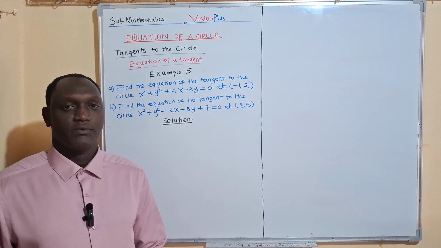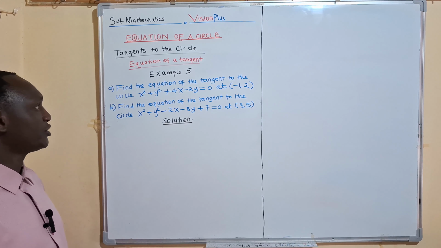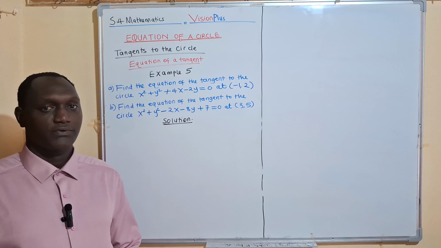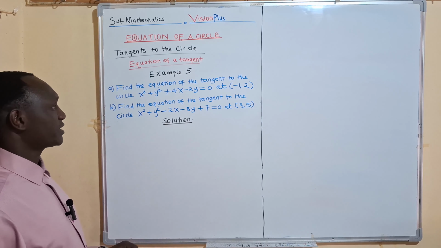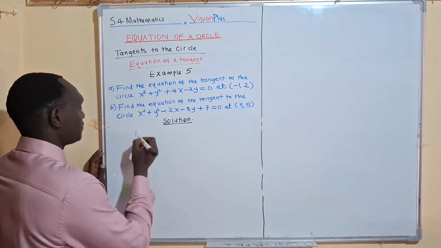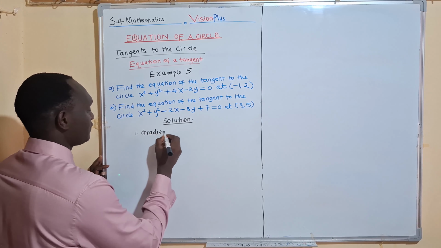Welcome to Vision Plus and welcome back to Senior Mathematics. We are looking at the equation of a tangent to a circle and we are now on example 5. We are going to solve example 5 using two methods. The first method that we shall use is the method of the gradient function.